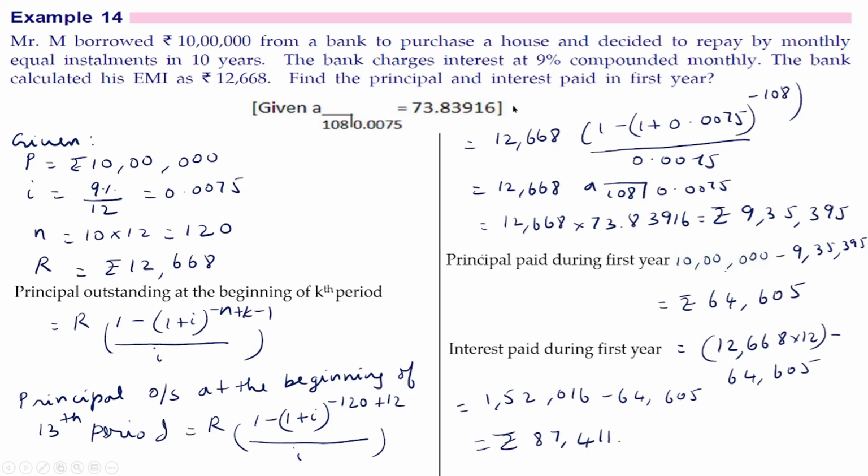So this is how we can use the principal outstanding at the beginning of the kth period formula to find the principal and interest which is paid during any period of time. I hope this video was useful for you. The topic of calculation of EMI is very important.